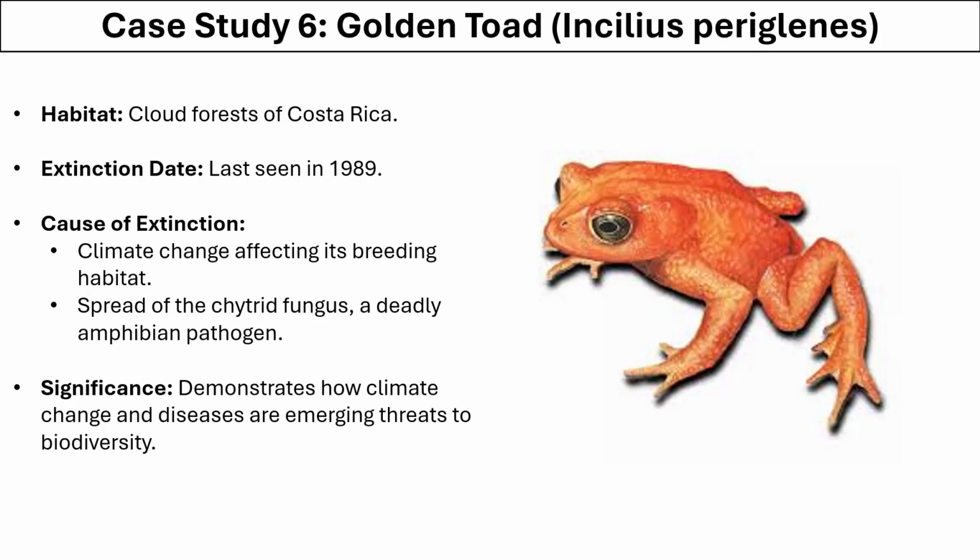The golden toad, which was found in the cloud forest of Costa Rica, was last seen in 1989. Climate change severely affected its breeding habitats, and the chytrid fungus, which is a deadly pathogen of amphibians, spread. This incident demonstrates how climate change and diseases are emerging as major threats to biodiversity.